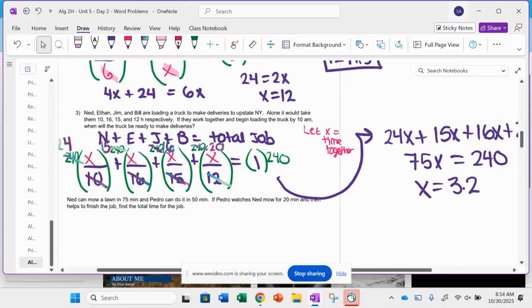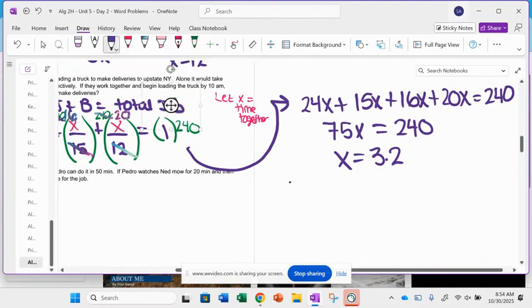But the problem is, we know this is 3 hours, right? And then it's 0.2 of an hour. What do I have to do with that 0.2 of an hour? What do I have to convert that to? We have to convert it to minutes.